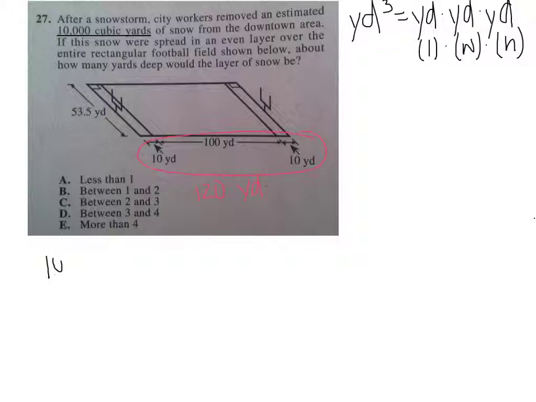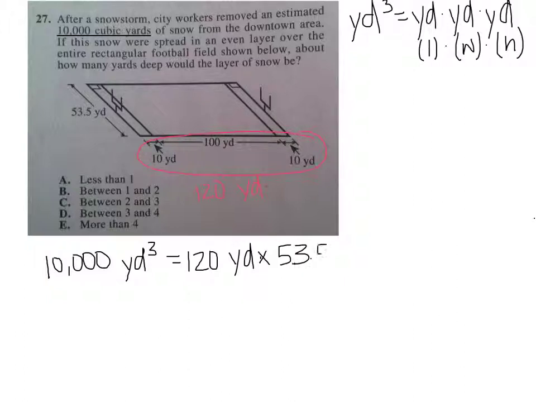So we'll say 10,000 yards cubed is equal to the length of the field, which is 120 yards, times the width of the field, which is 53.5 yards, times the height. So in this case, we're going to be solving for height.